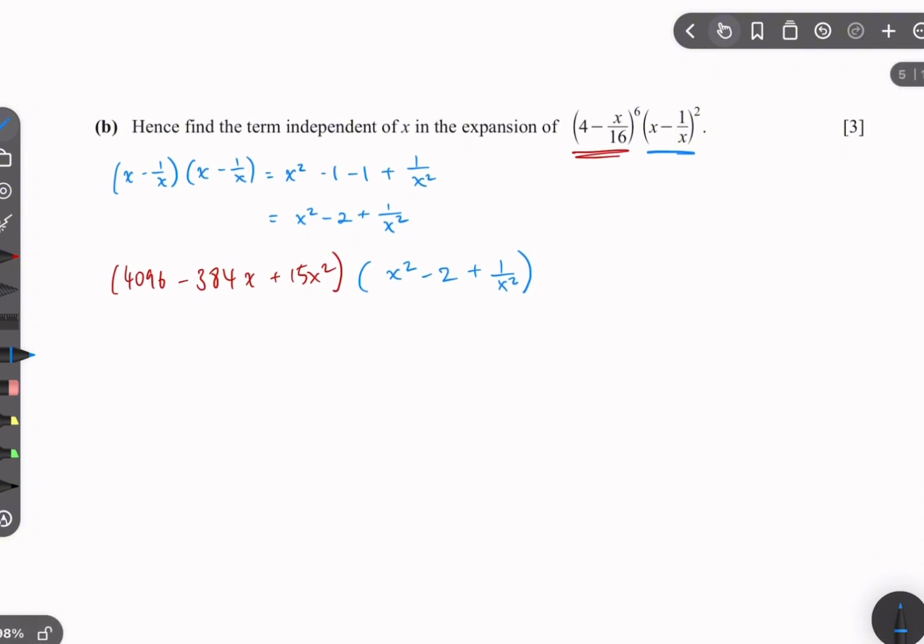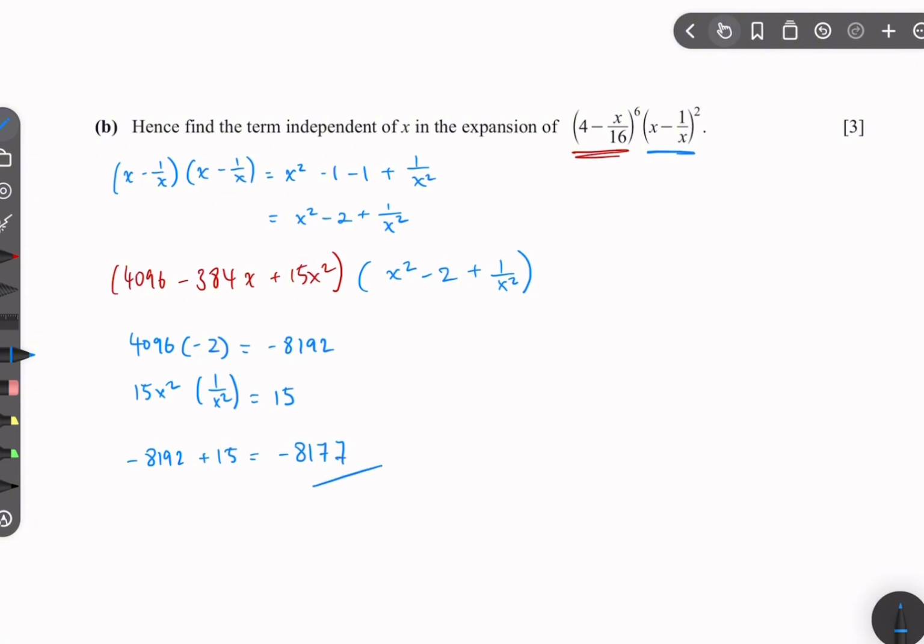So for example, 4096 multiplied by minus 2 will give an answer that does not have x, which is minus 8192. And then we also have 15x squared multiplied by 1 over x squared, which will cancel out the x squared to give 15. So we have these two values which will give the term independent of x. So we just add them up. And this is the answer.